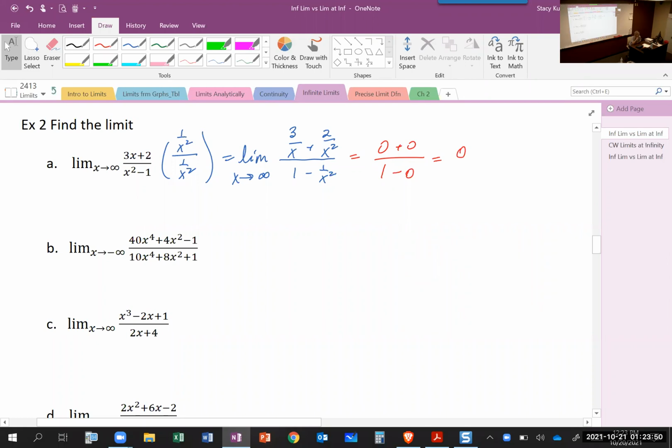Highest power of the denominator. Highest power in the denominator. Yes, sir, thank you. So let's look at the next one. What's the highest power in the denominator? Specifically the denominator. 4, right? X to the 4th. So I'm going to multiply top and bottom by 1 over x to the 4th.